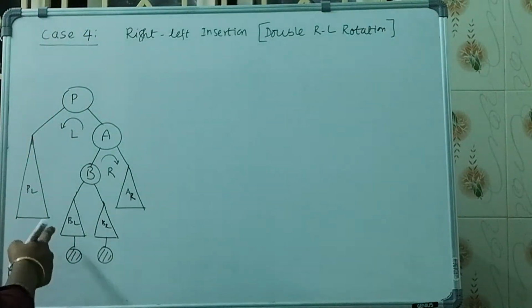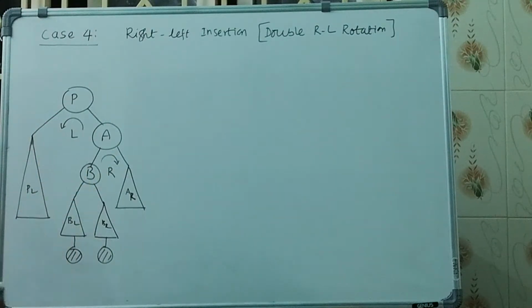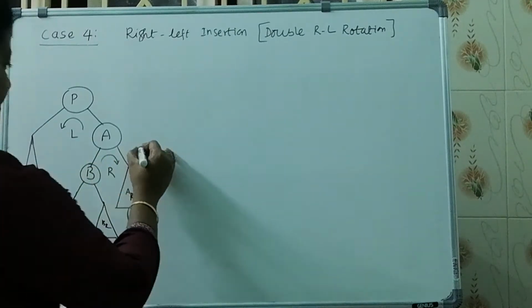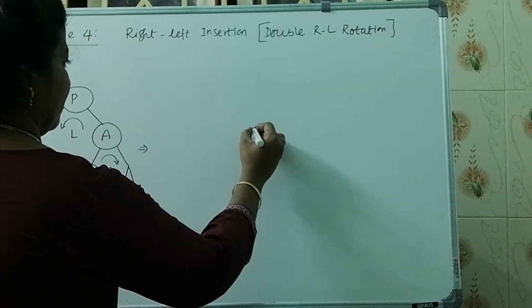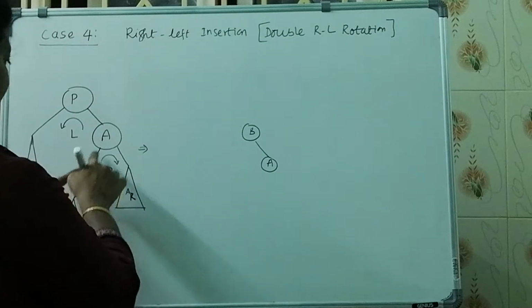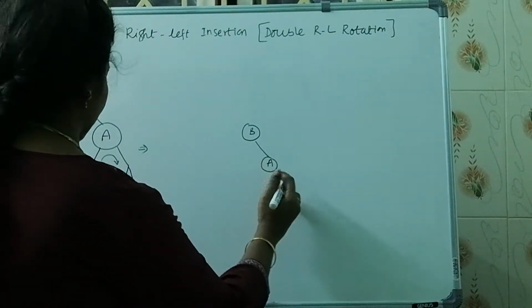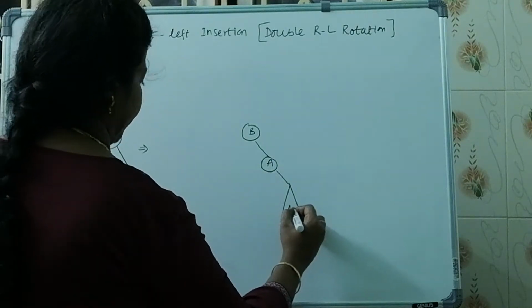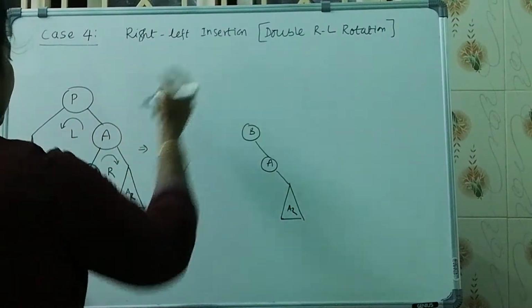Okay, now let us take this example. Now P, A, B. Now we have to rotate this to the right first. As a result, B will come to the root, and A will go down here. Rotate this. So when you rotate, B will come to the root, A will go down, and then AR will be here. Okay, the insertion happened as a right left insertion.